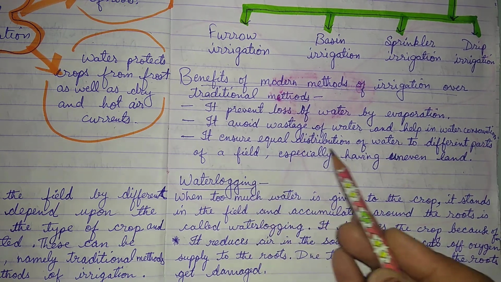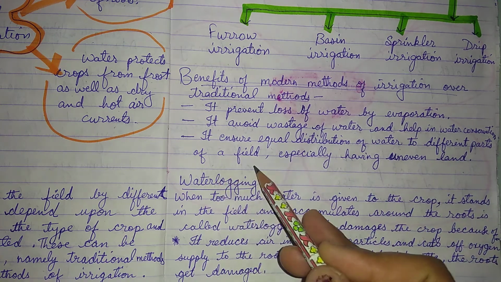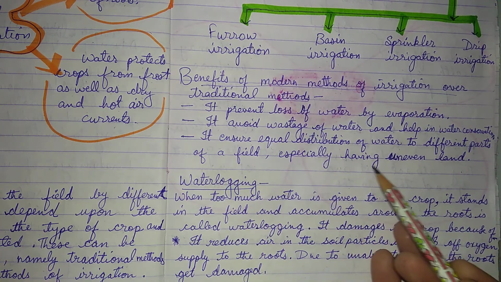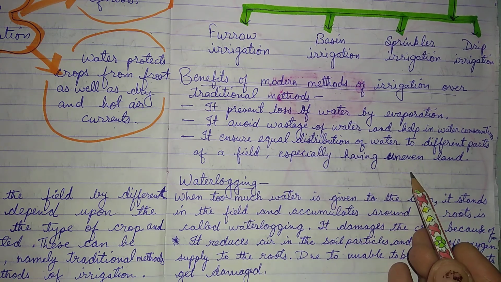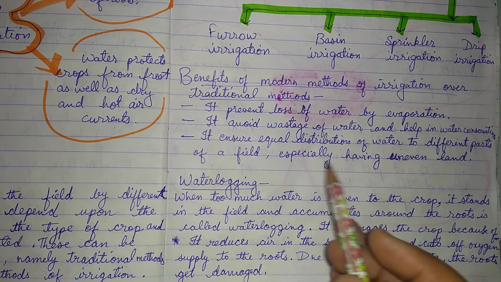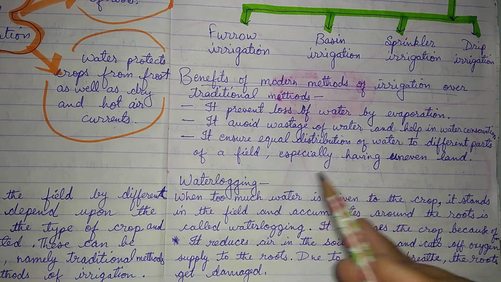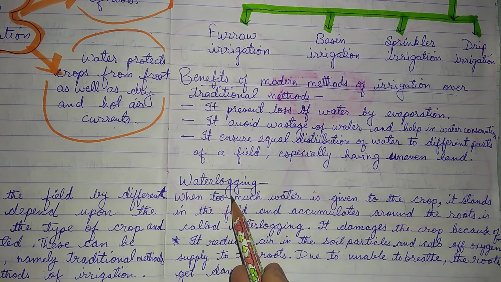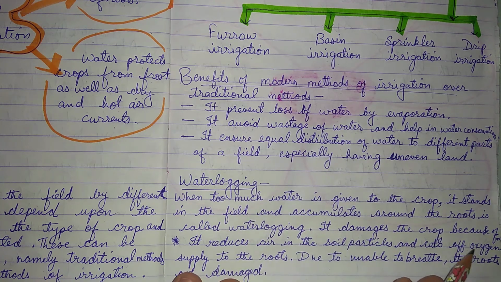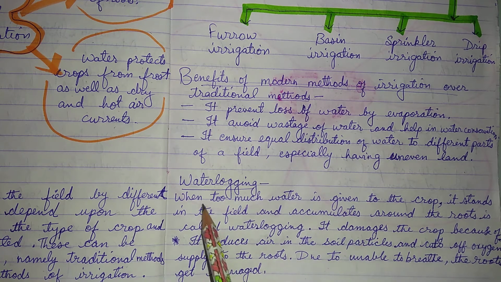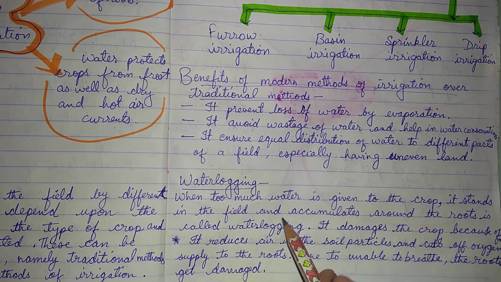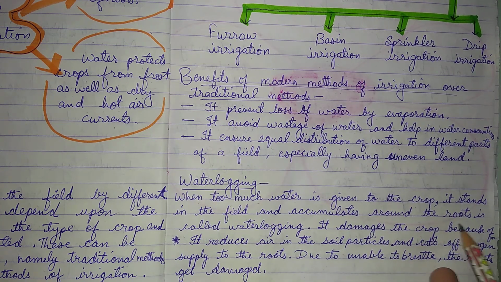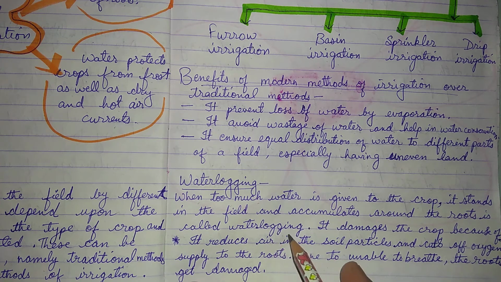It ensures equal distribution of water to different parts of a field, especially having uneven land. अगर land uneven है, तो भी plants के अंदर equal distribution हो रहा है, पानी का. Now comes water logging. Water logging means पानी का खड़े रहना. एक जगह जब पानी खड़ा रहता है उसको कहते हैं water logging. When too much water is given to the crop, it stands in the field and accumulates around the roots, is called water logging.